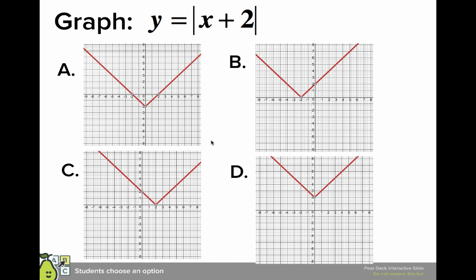And then last one, y equals the absolute value of x plus 2. What's the graph? Okay, so you go opposite and then same. So that would be negative 2, 0. So the answer is B, going left 2, up 0.